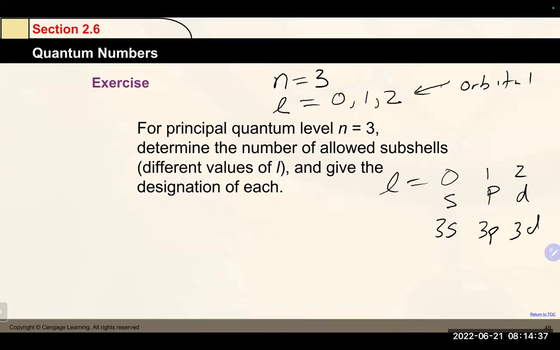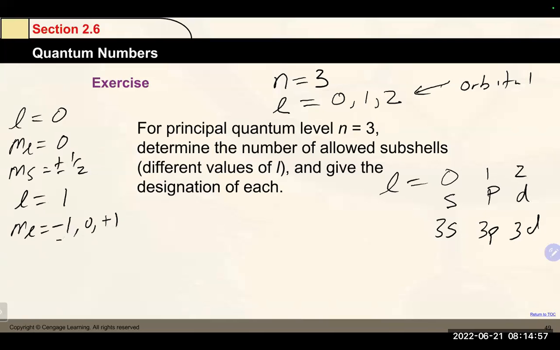So again, for each of those L values, when L is equal to 0, your M sub L would be 0 as well. Your M sub S could be plus or minus 1/2. For your L that's equal to 1, your M sub L could be -1, 0, and +1. Those would be the 3 different p orbitals that we see. And for each of those orbitals, they could have an electron going either an upwards way or a downwards way, which is plus or minus 1/2.